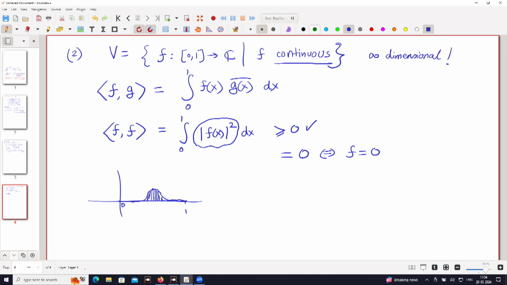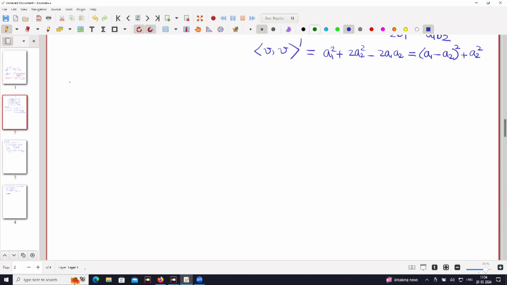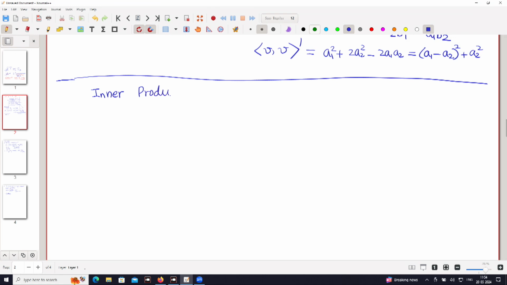So this is an example of an infinite dimensional vector space on which you have a very naturally defined inner product. I am hoping you have seen all this in some form before. Now let us move on to other important properties of inner products. The next thing that I want to talk about is a relationship between the inner product itself and the norm. Let me just dwell a little bit on this.